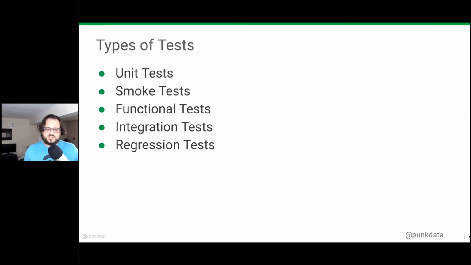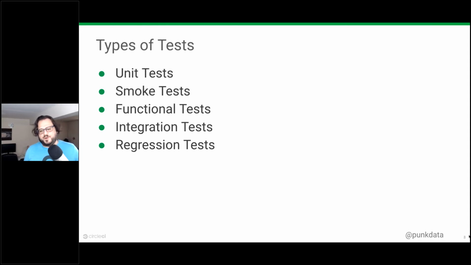The top two, unit tests and smoke tests, are designed to be really, really quick tests that you can perform against code. Smoke tests also encompass situational type testing, but they're supposed to be really, really fast. I'll get into a little bit more about smoke testing in a moment.